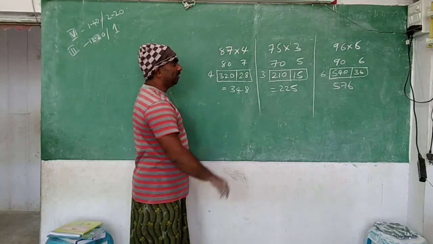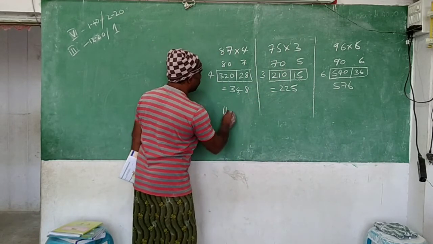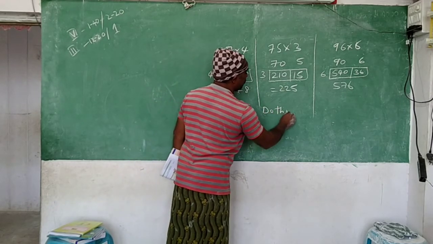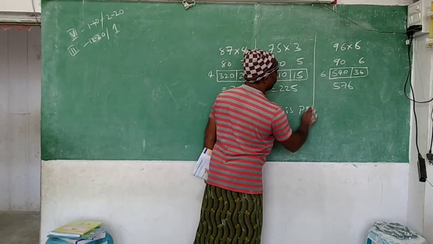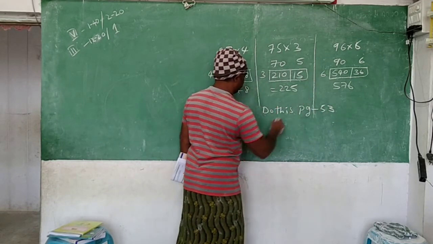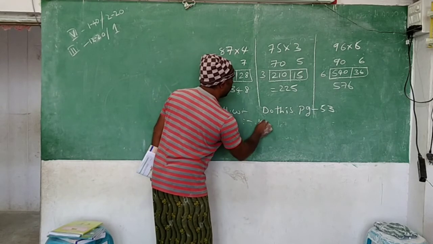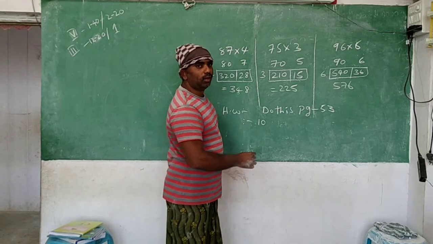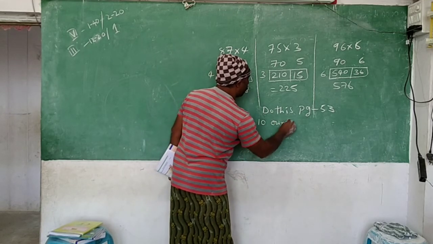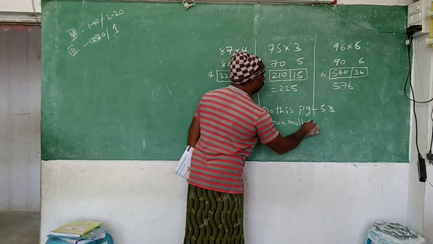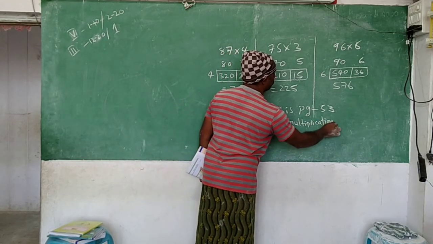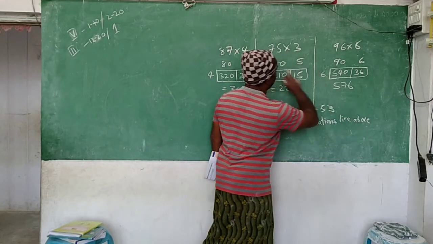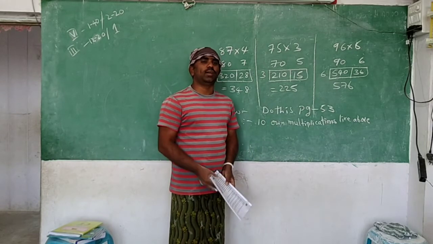Okay, do you understand? Like this, homework you need to do. What is the homework, you know? Do this in page number 53. 10 multiplications like this you have to do, your own choice. Above this I have given those 3 examples. Like this, you have to take 10 more.